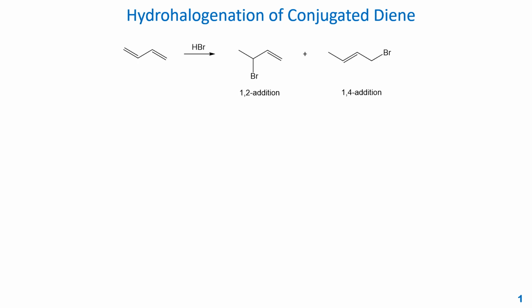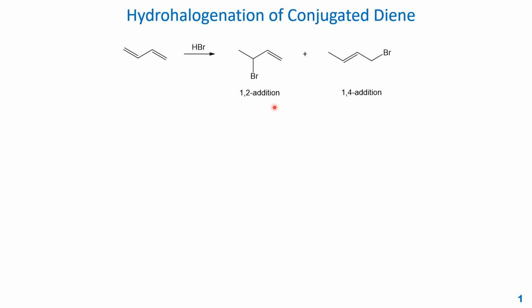Today we will talk about the reactions of conjugated dienes. It's a special compound. And the first reaction is the hydrohalogenation. We can see the example. I use 1,3-butadiene reacting with hydrogen bromide. The product is a mixture of a 1,2 addition product and a 1,4 addition product.